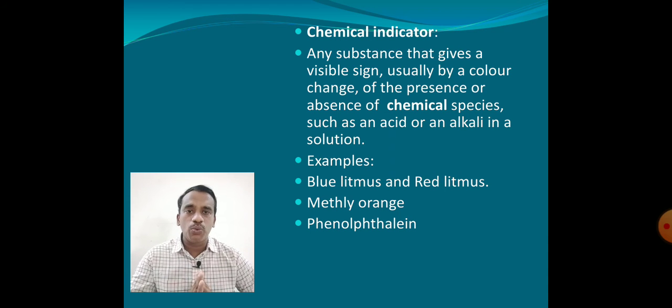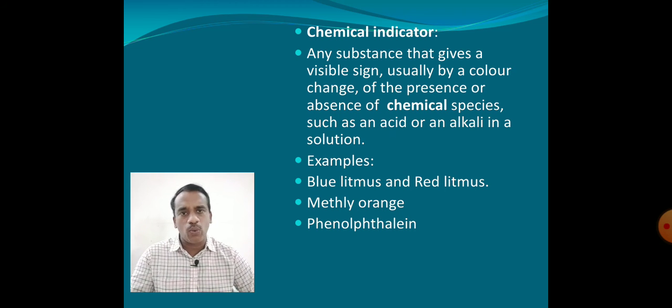Other than these two, blue litmus and red litmus, we are going to use two more kinds of indicators. One is called methyl orange and another one is called phenolphthalein. In your upcoming classes, in your +1 and +2, you will come across titrations. In those titrations, you will be using these indicators especially.